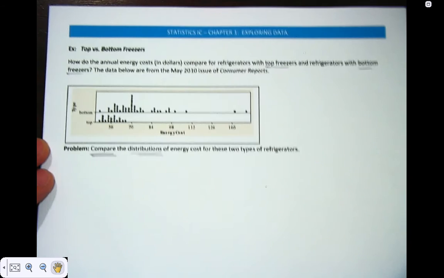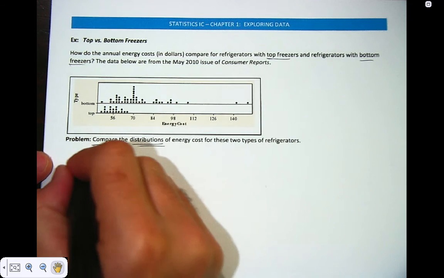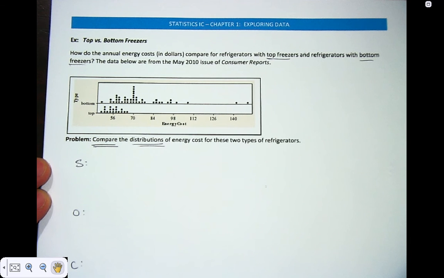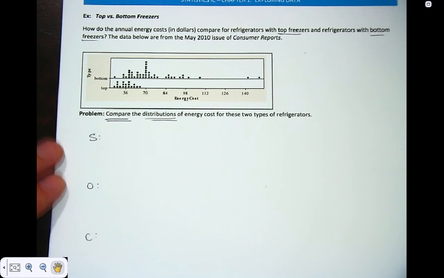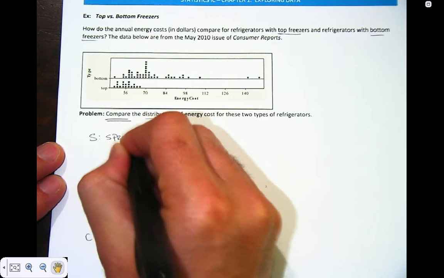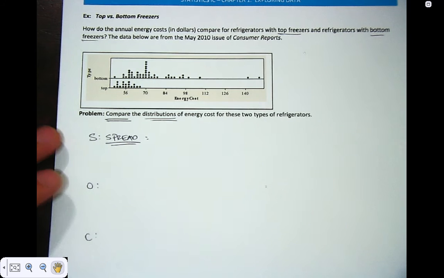You can't, even though a lot of you are probably really good English people and could write a lot of good sentences about it, you must check your SOCS, S-O-C-S. Okay, so use your acronym. We're going to first talk about spread. It doesn't matter the order, you guys. You could have done shape for S instead of spread.